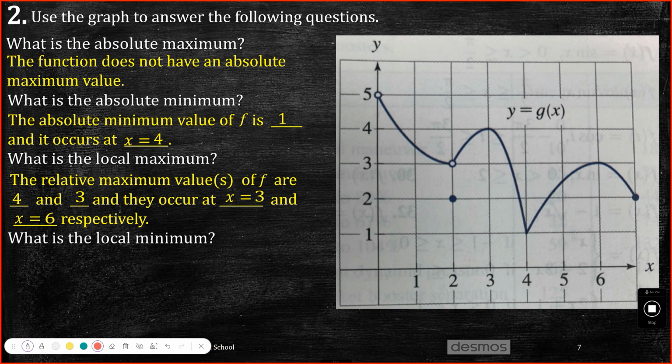What is the local minimum value? What's the local minimum value, anybody? Local minimum. Would this be a local minimum right here? Is it a local minimum?